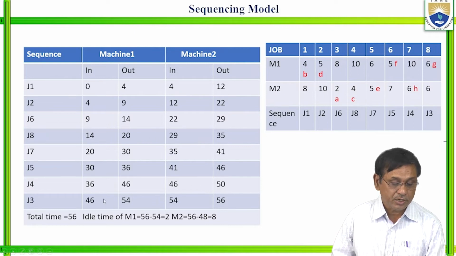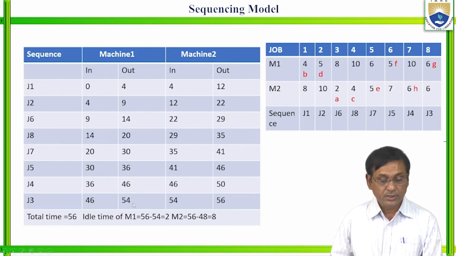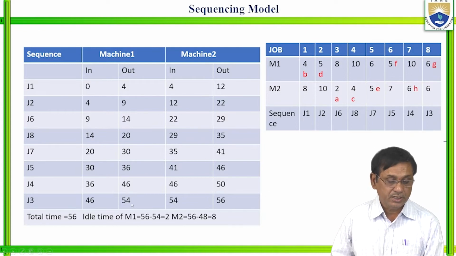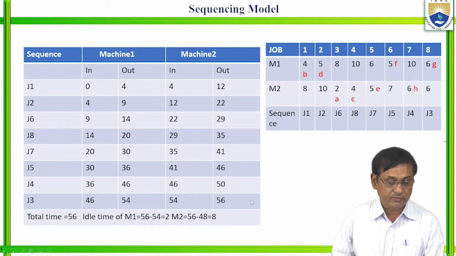Then the third job goes to machine 1 after 46 hours and processing is completed at 54 hours, because the processing time is 8 hours. Then it goes to the second machine at 54 hours and the processing time is 2 hours, so the job will be completed after 56 hours. Now all the jobs are completed in 56 hours. The total time is 56 hours.